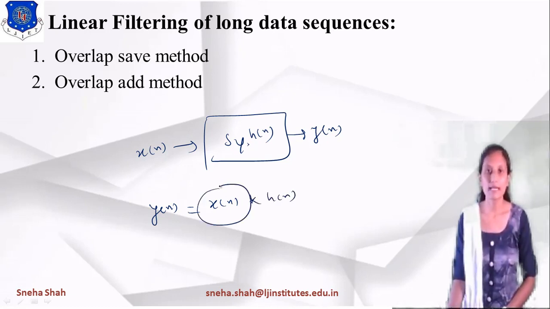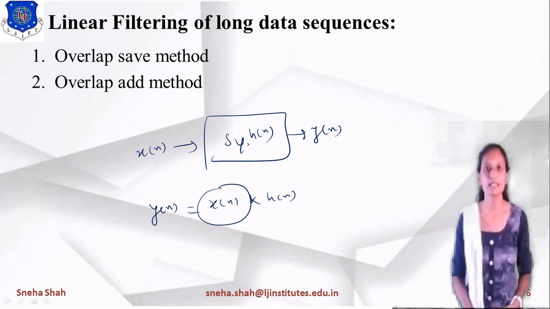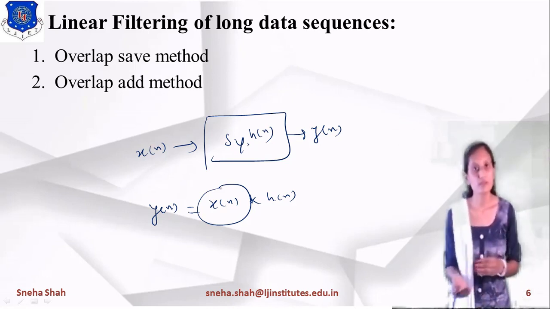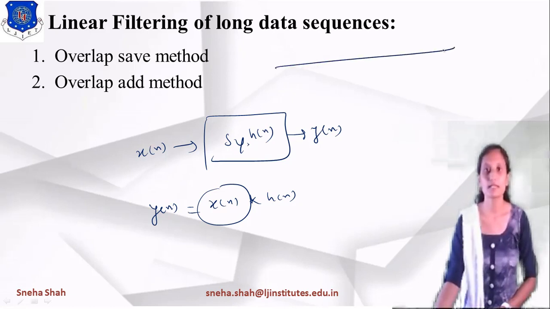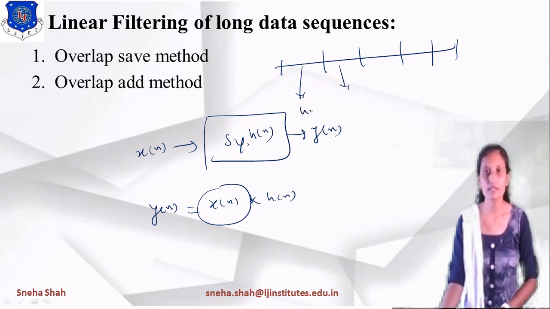So if I am taking x of n as a long data sequence, and if you want to convolve it with h of n, then the convolution will be too complex. So to reduce the complexity, we will reduce these long data sequences into a number of terms, and this number of terms gets convolved with h of n, so it will give you the corresponding output.